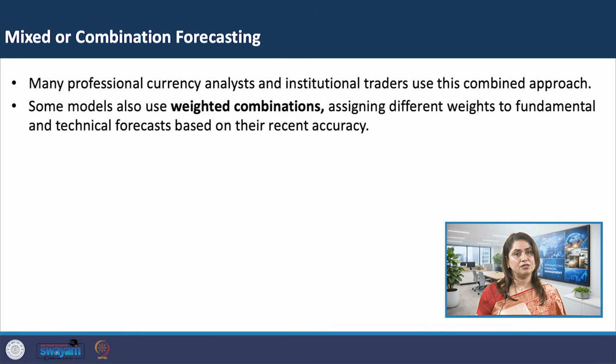Many institutional currency analysts and fund managers formalize the combination by assigning weights to the fundamental and technical forecasts, say 60% weight to the fundamental model and 40% to the technical signals, and blending them into a single composite score. The weights can be adjusted based on which approach has been more accurate recently, making the process adaptive.